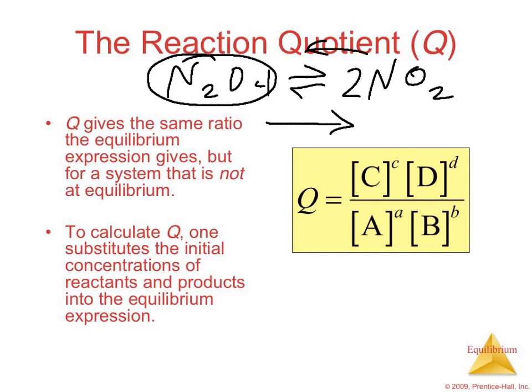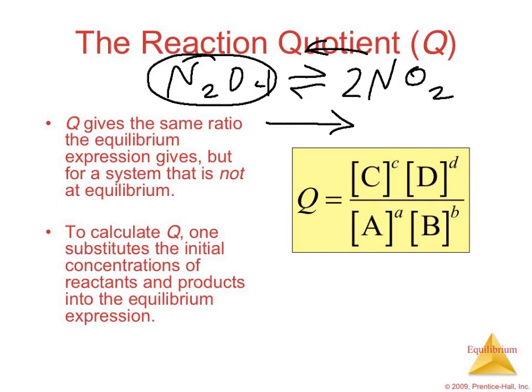So the idea here is that we have this Q value that will tell us which direction the reaction needs to go in order to reach equilibrium. Again, based on my example, at the beginning this reaction would need to go towards the products in order to get to equilibrium in the first place, because there's only N2O4 to start with. So what we can do is calculate Q, and then compare it to a known K value, a known equilibrium constant, and we can figure out which direction the reaction needs to go in order to get to K.